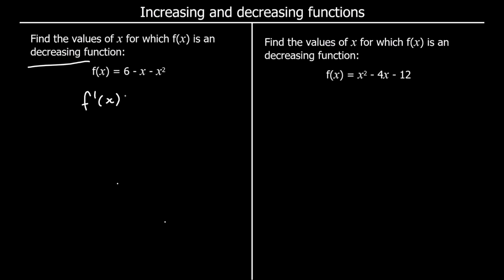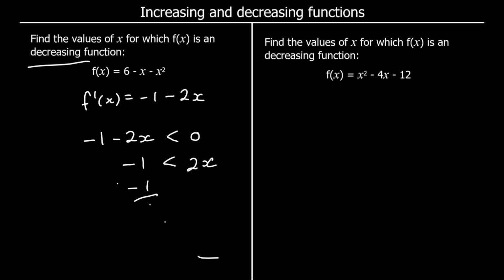So the gradient function: 6 has got no gradient. Negative x has got a gradient of -1, and negative x squared, times by the power, take 1 off the power. So where is it decreasing? It's decreasing where the gradient is negative, less than 0. So let's add 2x to both sides and half both sides. So x is bigger than -1/2. It's a decreasing function when x is bigger than -1/2.